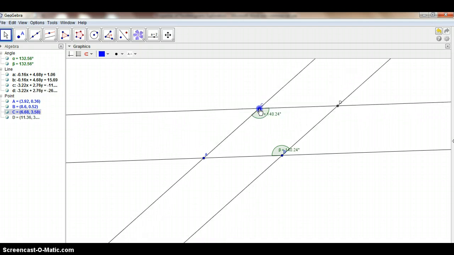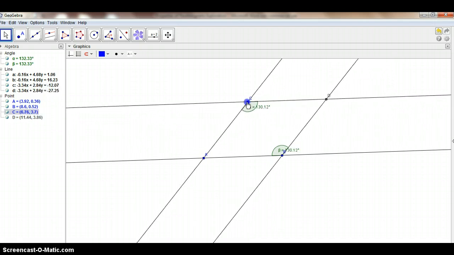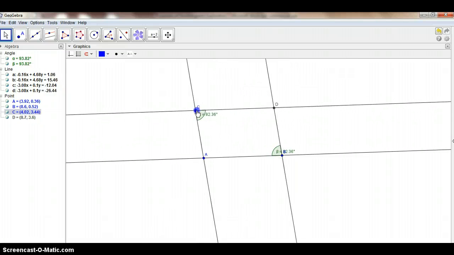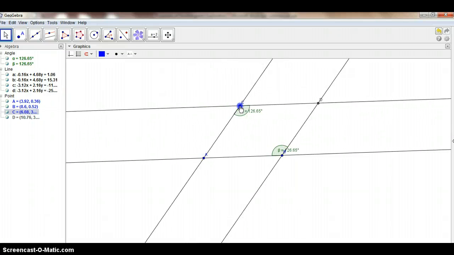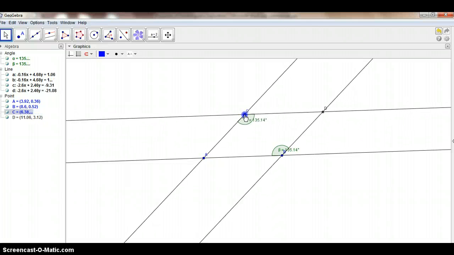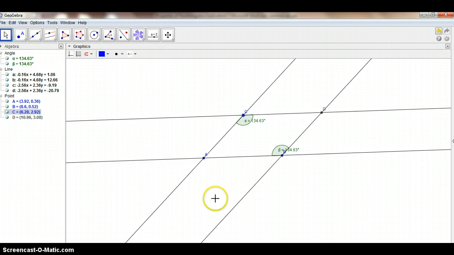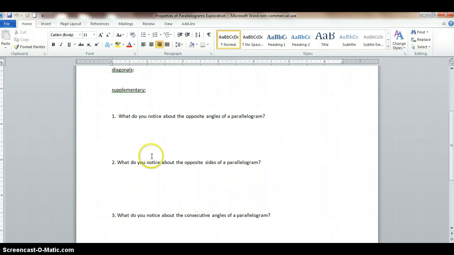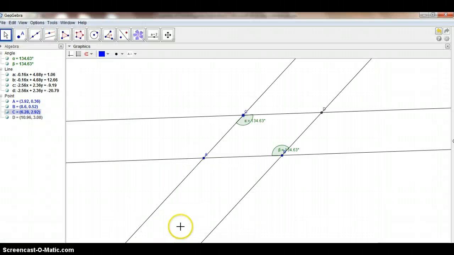Okay, so I can drag C, and notice what happens. The measure of the angles changes. But what do you notice? Okay, so go ahead and pause and answer question number 1. What do you notice about the opposite angles of the parallelogram? And if you wanted to, you could measure the other opposite angles if you would like.